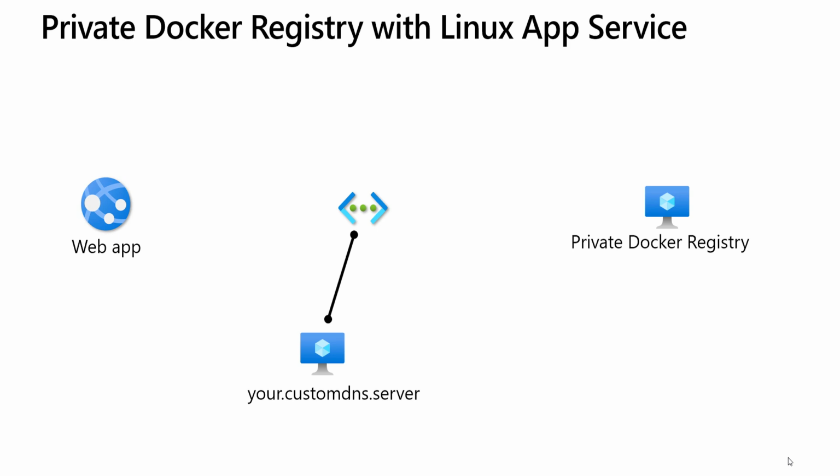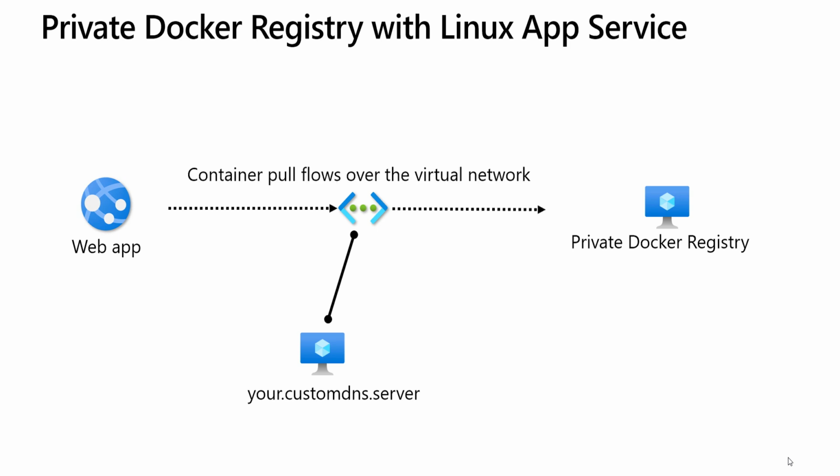in your custom DNS. Then what happens at runtime is a Linux web app that's configured to do the Docker pull over the virtual network will look at the DNS entry of your custom registry server, resolve it to the appropriate endpoint, and send the Docker pull command to your private registry, with the end result being that we will successfully pull the container over the virtual network onto the VMs running inside of App Service, and then we'll start it up and you're off to the races.